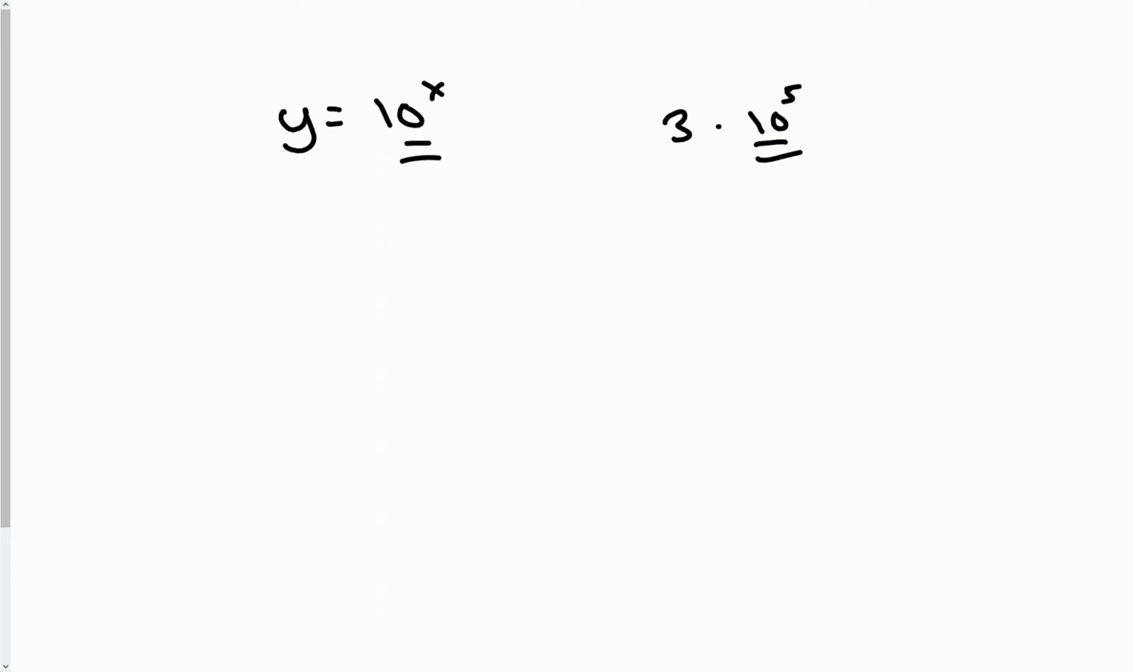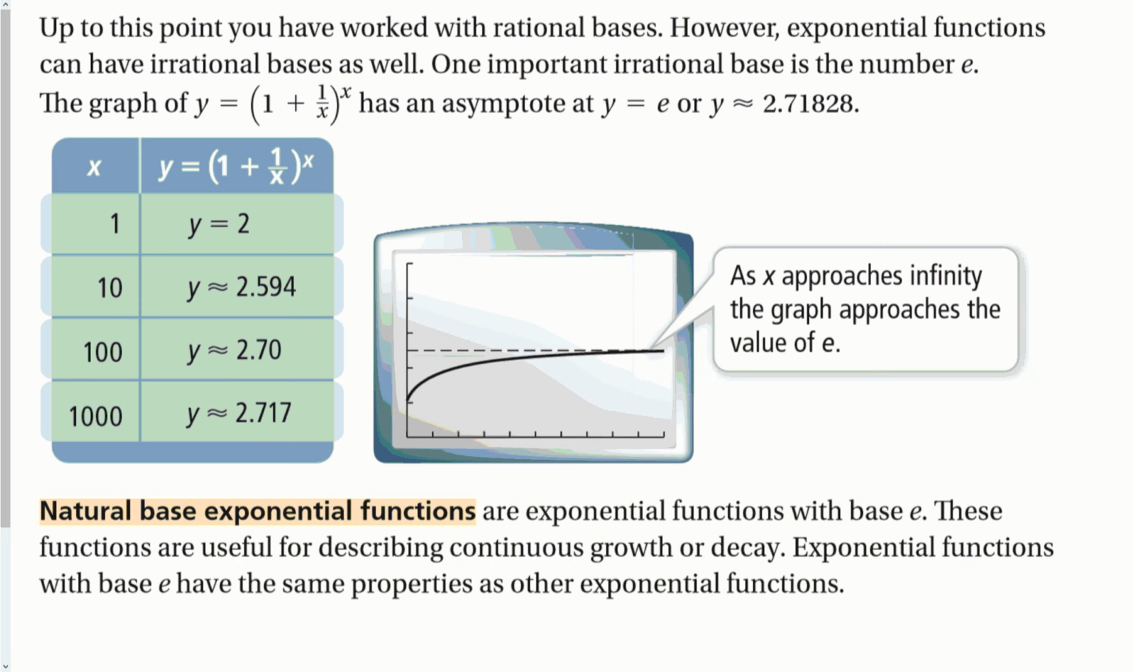There's another base that is also very common, but not very well known. So up until this point, all the numbers that we work with have been rational. All the bases are rational. One of the exponential functions that has an irrational base is very common.